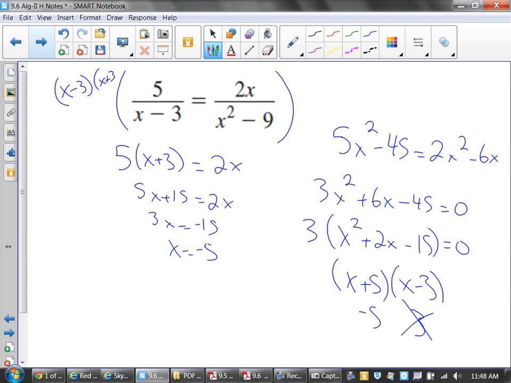So, again, the whole idea here is, ladies and gentlemen, make sure you get a common denominator. Multiply everything by the common denominator, and your denominators should all go away. And you should be happy with a 2 or a 3-step equation. Okay? Questions?